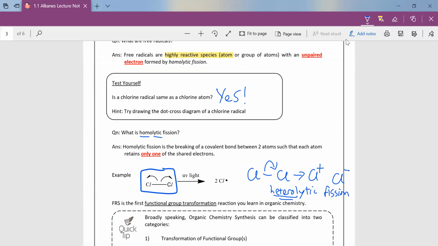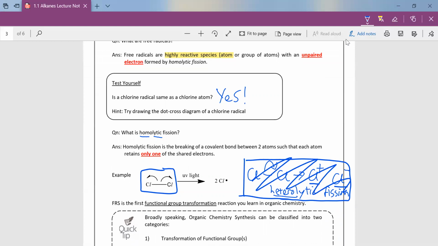Homolytic means, homo means same. Heterolytic, as I've shown you here, means that both of the electrons in the covalent bond go onto one of the atoms. So that atom will get a negative charge, and the one that didn't end up with any electron will be positively charged. But that's not going to be part of what we're doing here. What we're doing here is homolytic. So you end up with two chlorine radicals.